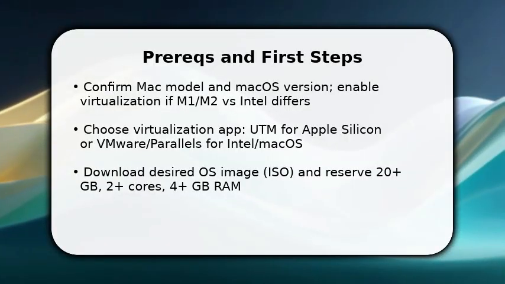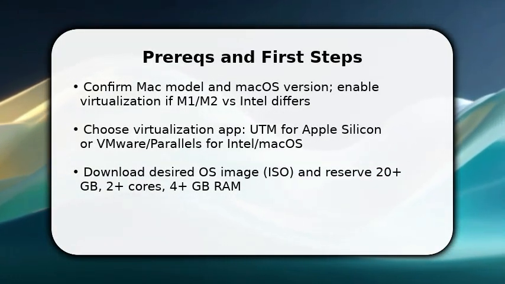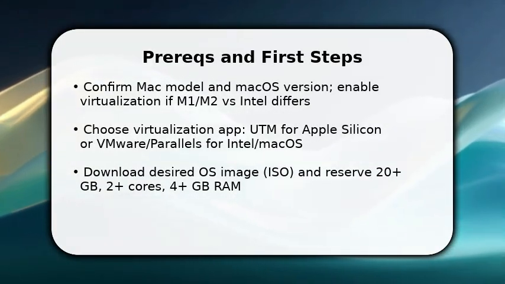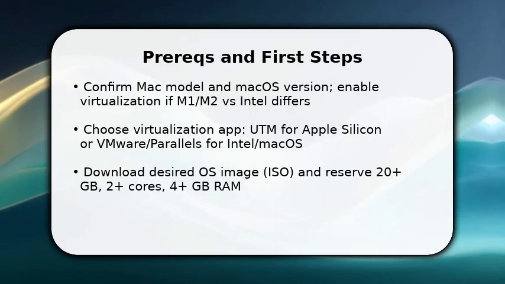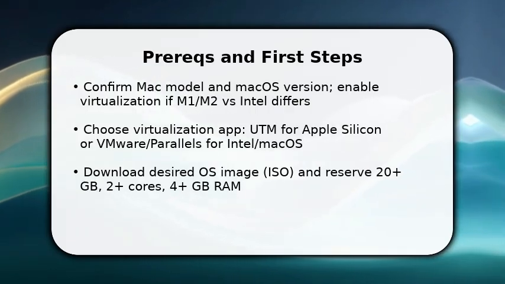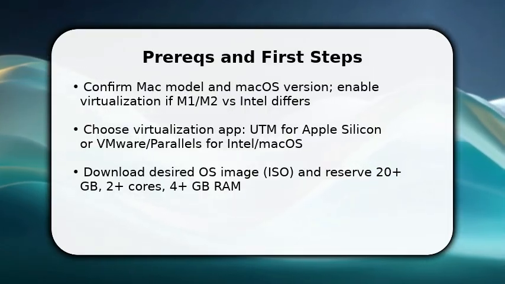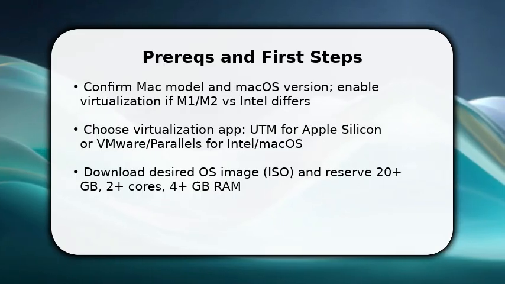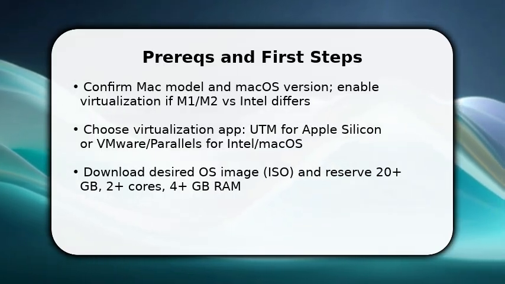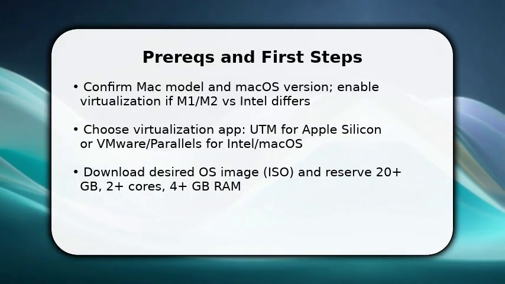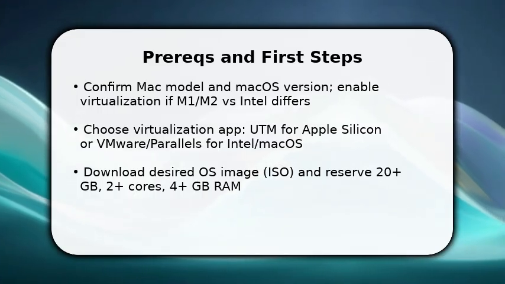You will begin by verifying your Mac and grabbing the right tools. First, check whether you have Apple Silicon or Intel, so you pick UTM versus VMware/Parallels accordingly. Once done, download the OS ISO and set aside at least 20 GB and a couple of CPU cores with 4 GB of RAM. This avoids slow performance.